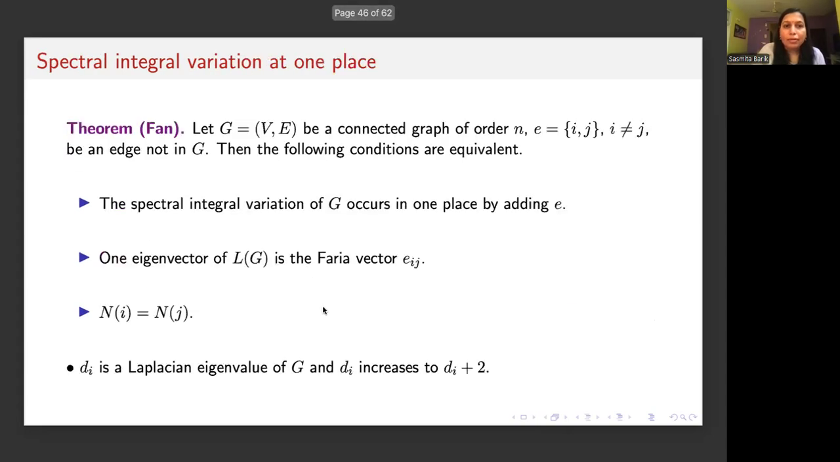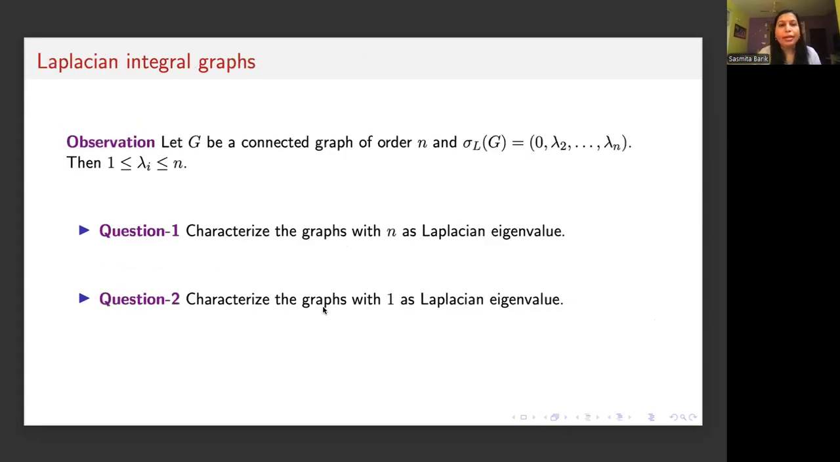So this is one way of dealing. Another two important things here I can say: let's say G is a graph and your spectrum is given like this. One can question here, which are the graphs having n as a Laplacian eigenvalue? Or one can also ask which are the graphs with one as a Laplacian eigenvalue?